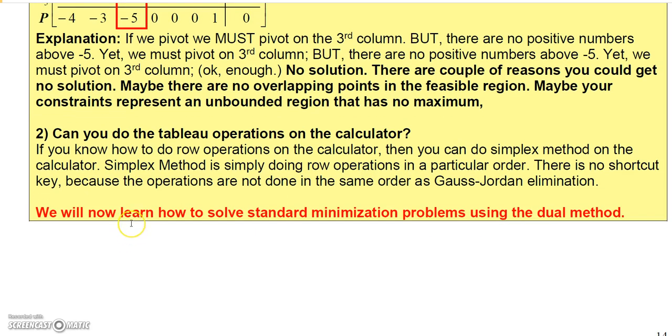All right, well that concludes our discussion about solving standard maximization problems using the simplex method. And in the next section, I'll talk to you about how to solve standard minimization problems using the dual method.